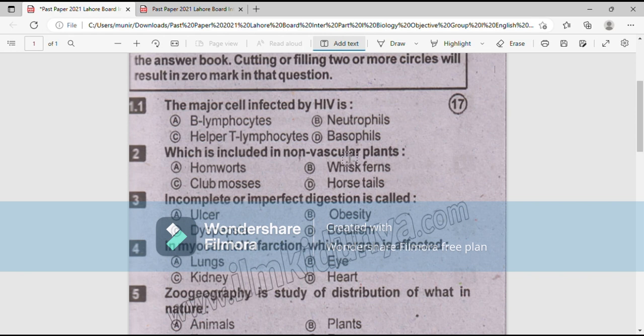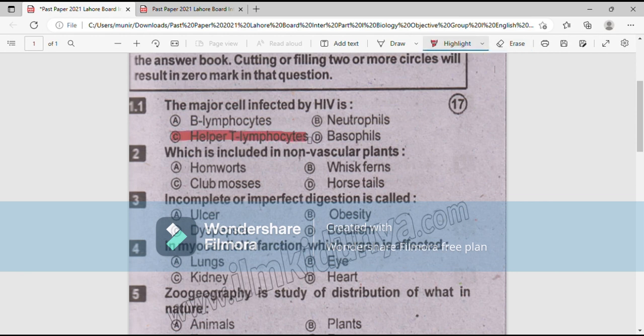And option D is basophils. Basophils are important cells that defend the body against allergens or parasites or any foreign object entering the body. So the question is the major cell infected by HIV. HIV means human immunodeficiency virus, and it is the main virus that causes AIDS. So the answer here will be helper T lymphocytes, because the major cells infected by HIV are helper T lymphocytes.